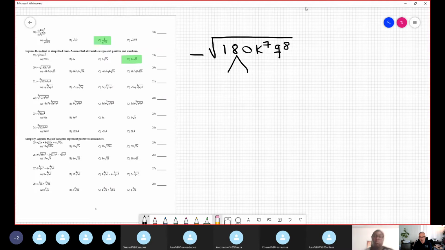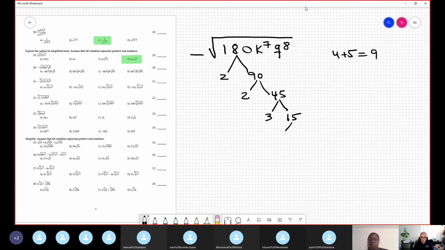180 is divisible by 2, of course, because ending in 0, is 90. 90 is divisible by 2, of course, because ending in 0, is 45. And 45 is not divisible by 2 because ending in 5. It's divisible by 5. And also divisible by 3, because 4 plus 5 is 9. By 3. So I highly recommend it: when you are doing the factorization, you go in the same order and the same sequence of the prime numbers, 2, 3, 5, 7, 11. This is 15. And 15 is 3 and 5.